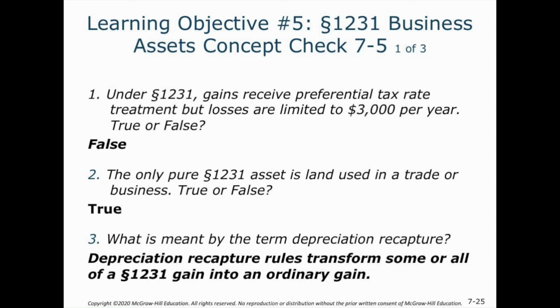What is meant by the term depreciation recapture? Depreciation recapture is going to be the rules that transform some or all of the 1231 gain into an ordinary gain. With respect to Section 1245, we looked at the difference on equipment. The difference between the $800 and the $1,000 example would be an ordinary gain, and then the difference between the $1,000 and the $1,200 would be the preferential rate for the capital gain.